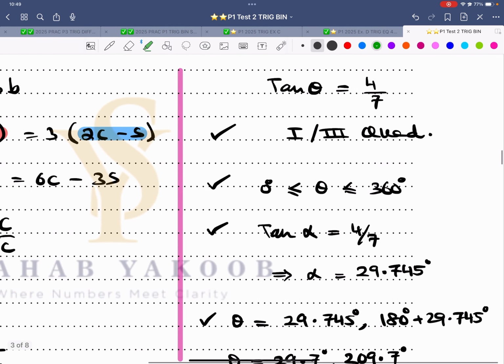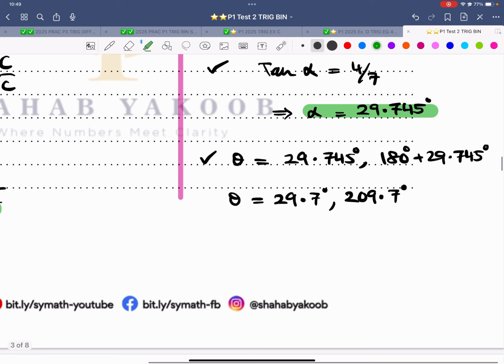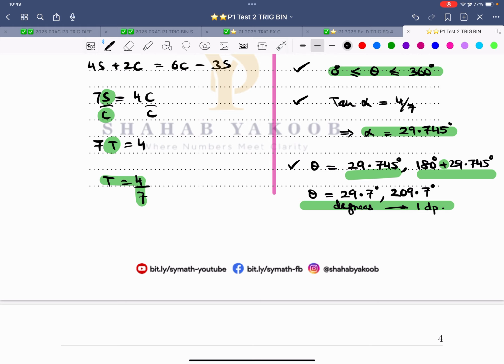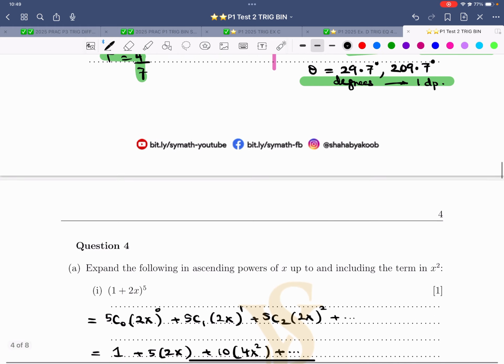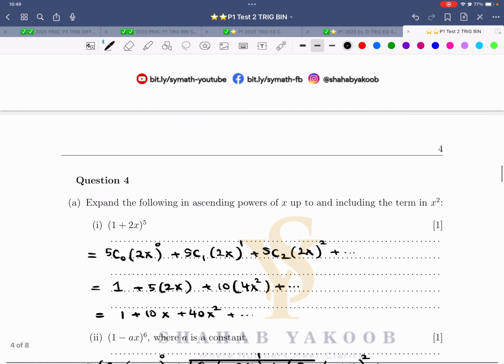Back to the basics, the 4-step solution, that is first and third quadrant. Theta lies between 0 and 360 degrees. Basic angle is this much, at least 2 decimal places, 3 decimal places also good. First quadrant as it is, third quadrant 180 plus the basic angle. Final answer, since it's degrees, therefore the final answer is given to 1 decimal place, unless otherwise stated. If they state give the answer in integer, we have to follow that particular instruction.